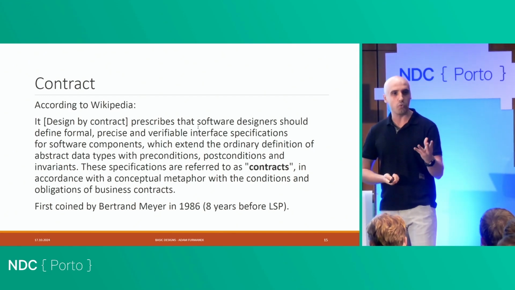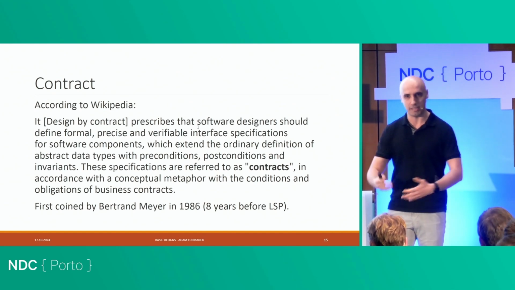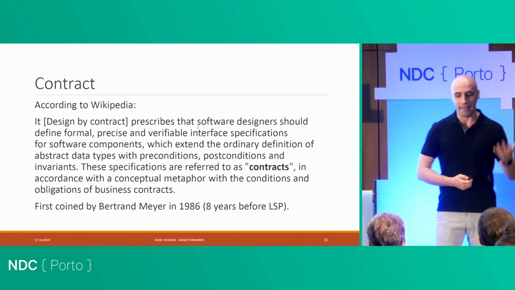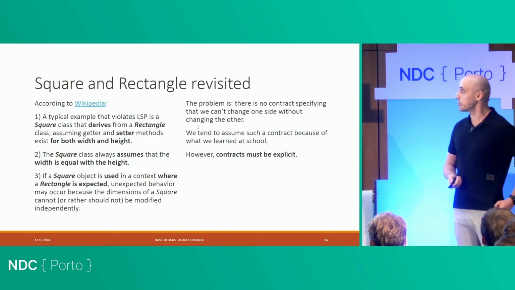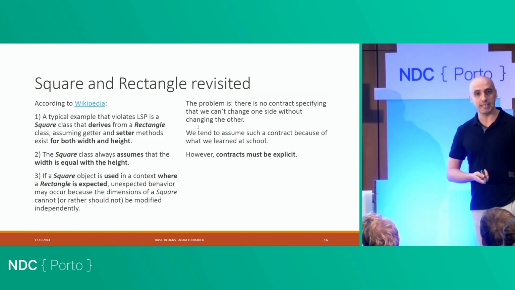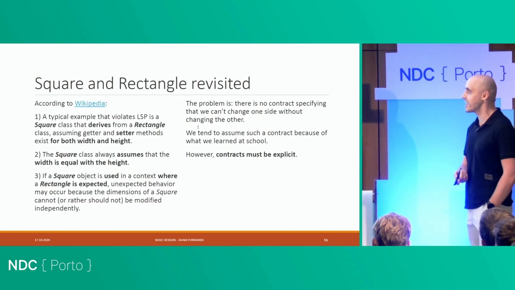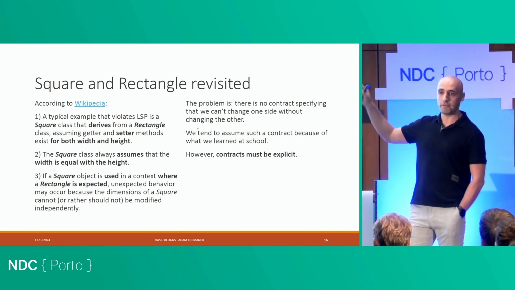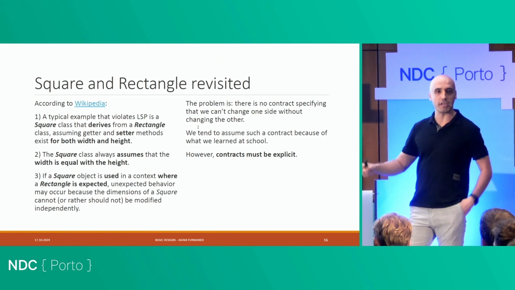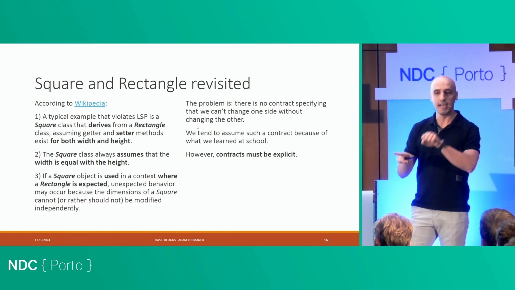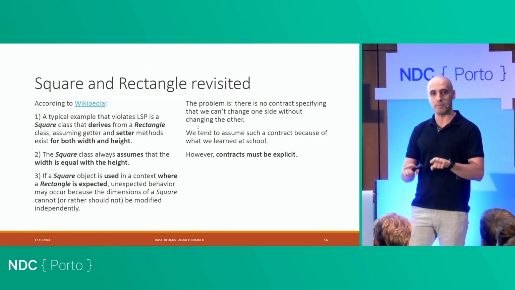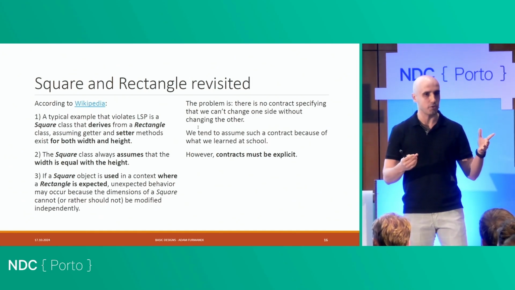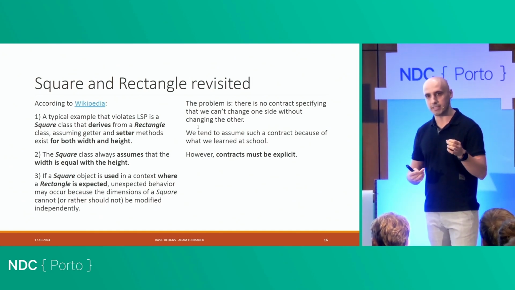We kind of know what this contract is. We learned design by contract. We know about invariants, preconditions, postconditions, and so on. And LSP is about the contract. So let's take the example of square and rectangle again. The typical example is that square derives from rectangle. We have two setters for two sides. Square now breaks the LSP because we can change one side and it changes the other side at the same time, right? Does it break the LSP?